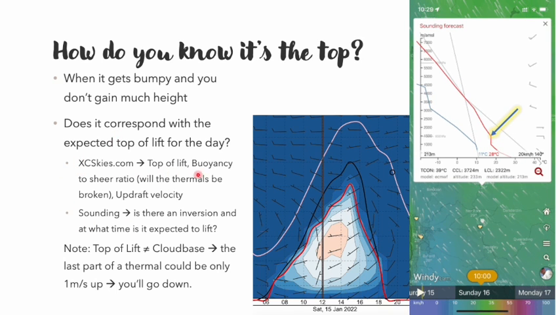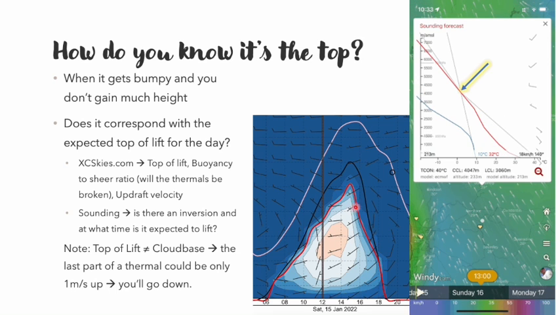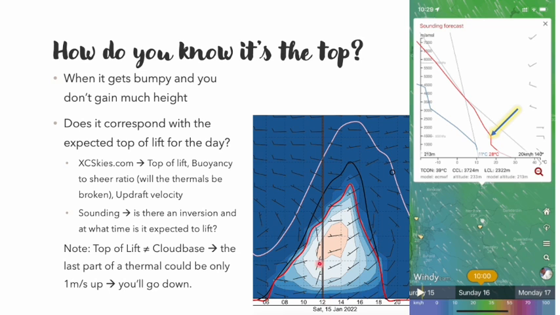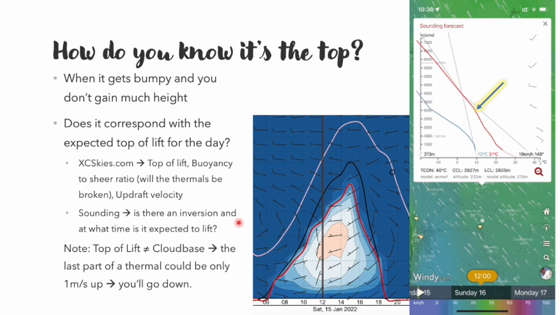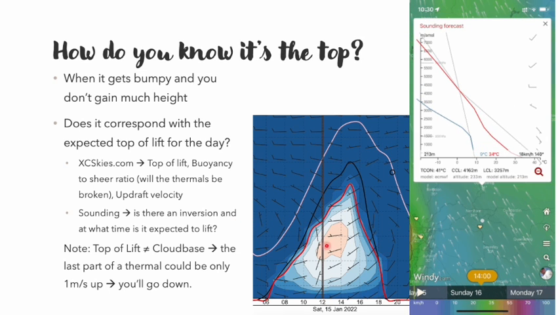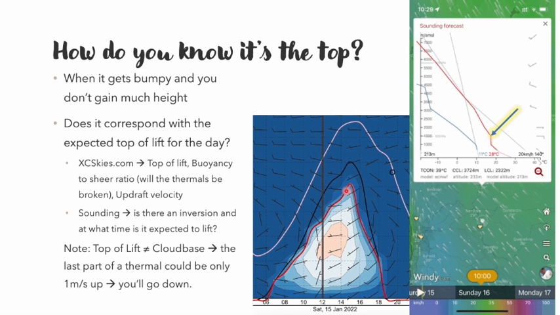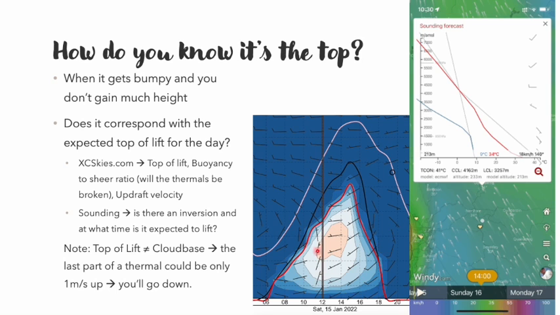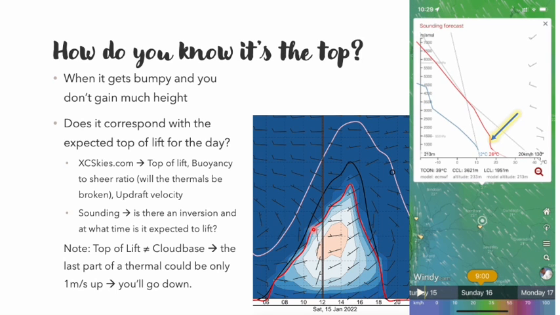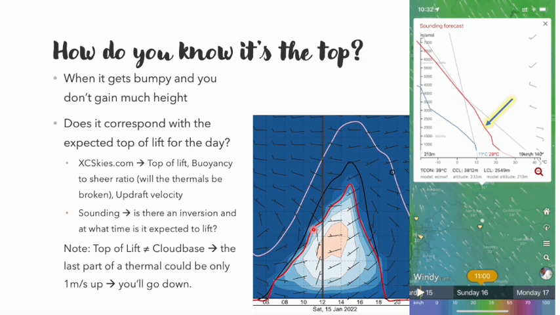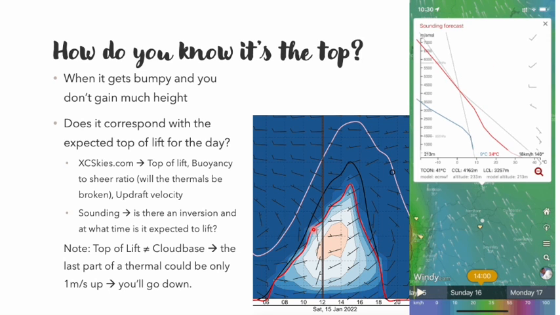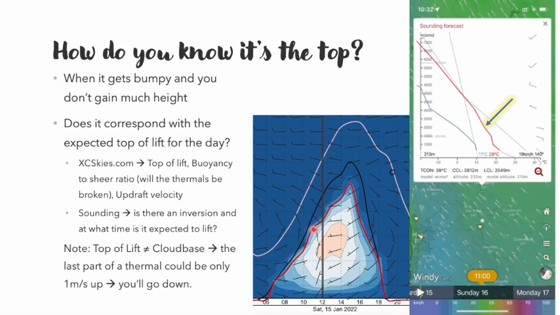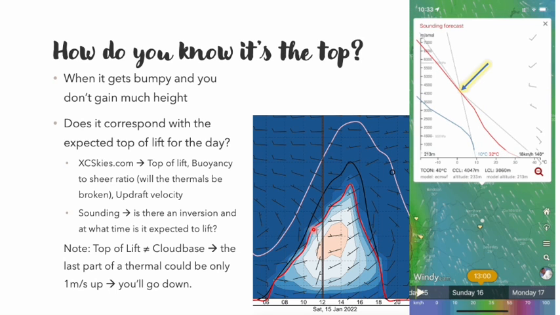XC Skies is a good one that gives you graphs like this, the top of lift for the day and how that builds up. In this case, at 12 o'clock, I cut off the height, but let's say that's about 1500 meters, while around 3 or 4 o'clock it should get up to, let's say, 2,500 meters. So if I launched at 11 and I make it up to 1400 meters and can't get higher, then I know it might not just be me, it might just be what the top of lift is at the time.